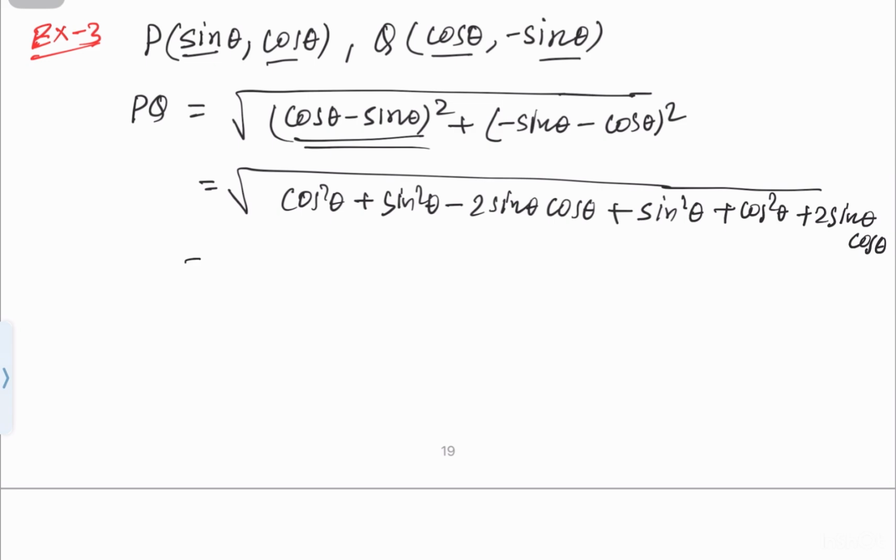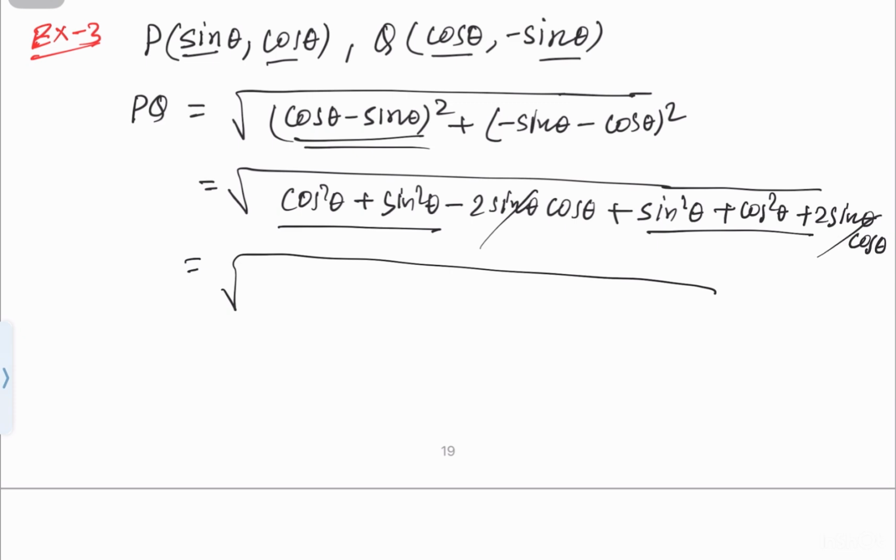Clear? Then what is the value of sine square theta plus cos square theta? This should be 1. This is also 1, and this should be cut. So 1 plus 1 equals square root 2. Clear? This is the answer.